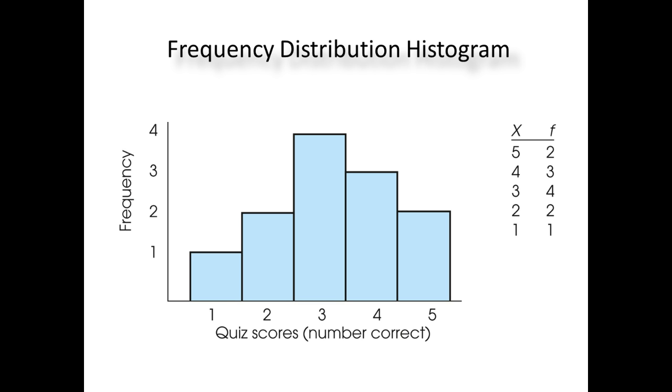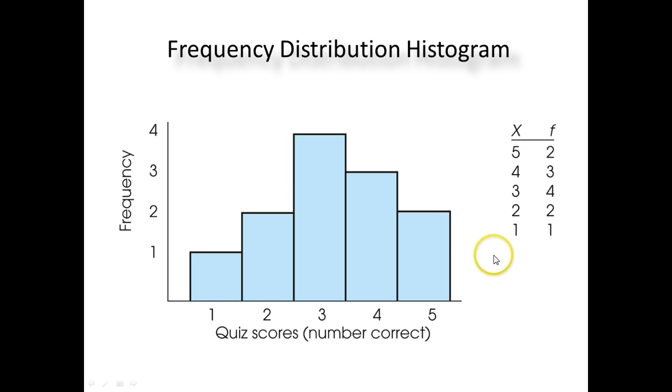Now let's talk for a moment about graphing things. An alternative to providing a frequency table is to provide a graph. The first type of graph I'd like you to become aware of is the frequency distribution histogram, or it's typically called a histogram.